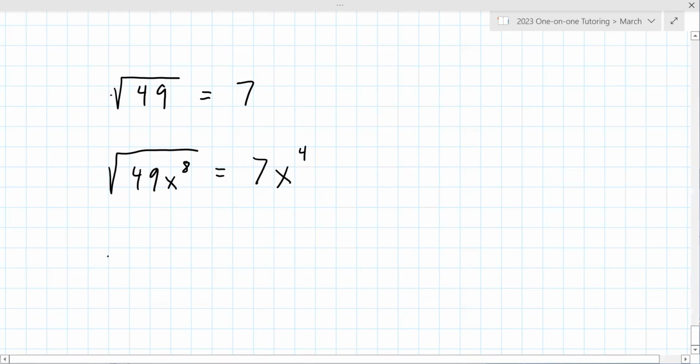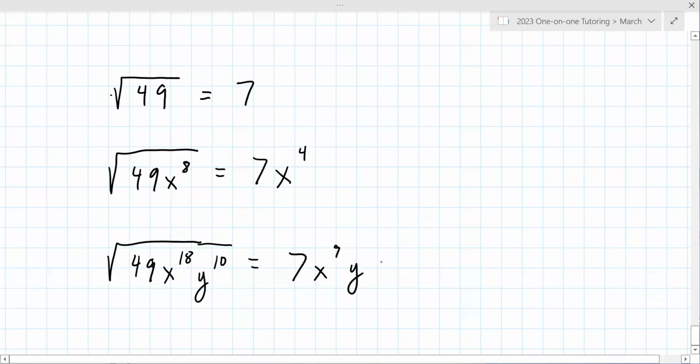All right, let's try another one here. How about the square root of 49 x to the 18th, and let me add another letter in here, y to the 10th. What do you think that becomes? 7, then x to the 9th power, then y to the 5th. You got it. So notice the rule applies. Doesn't matter how many x variables you have, you just keep cutting the exponents in half. Is that all right?